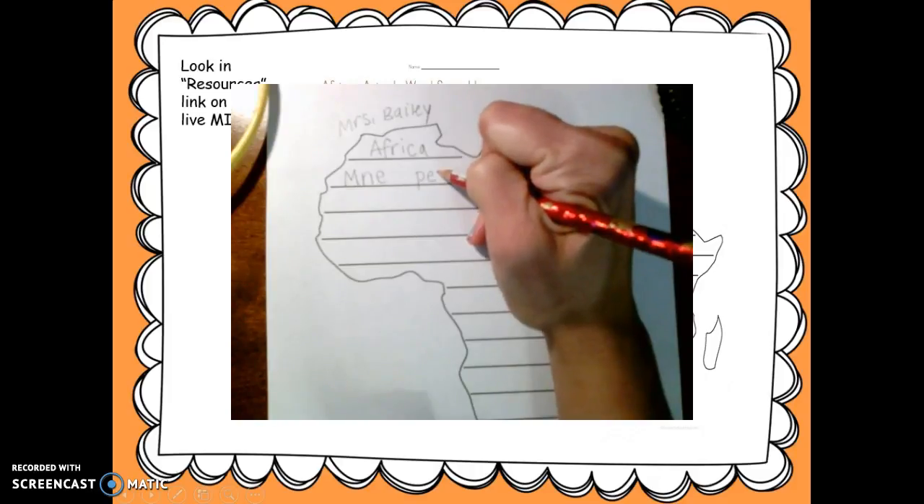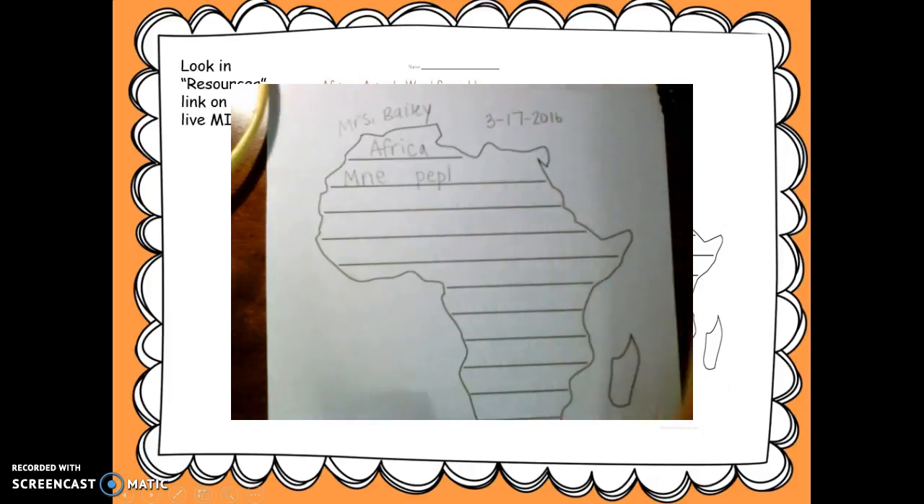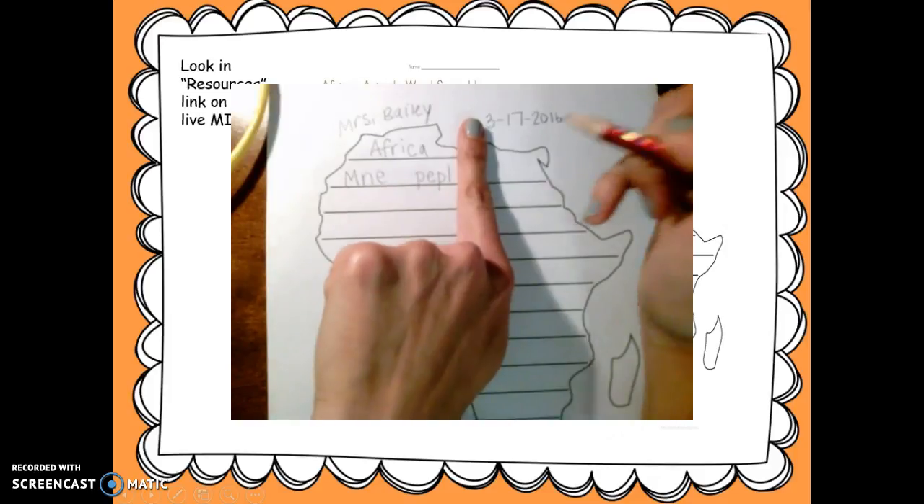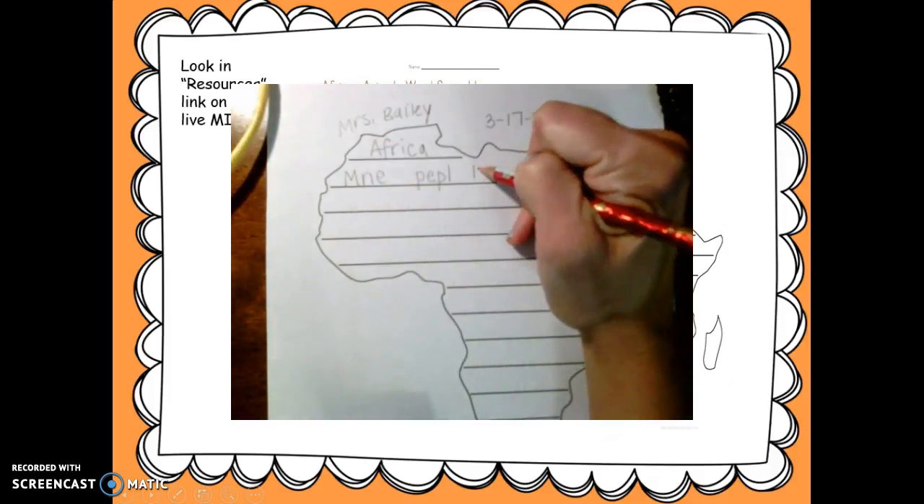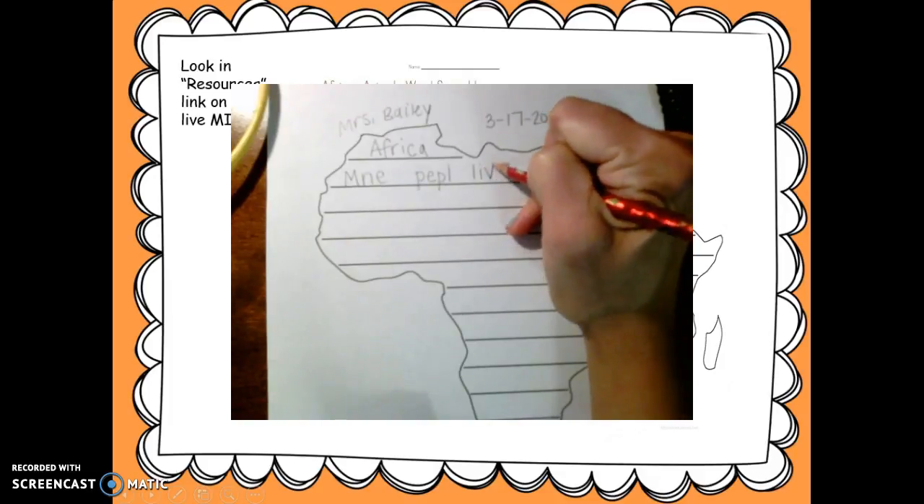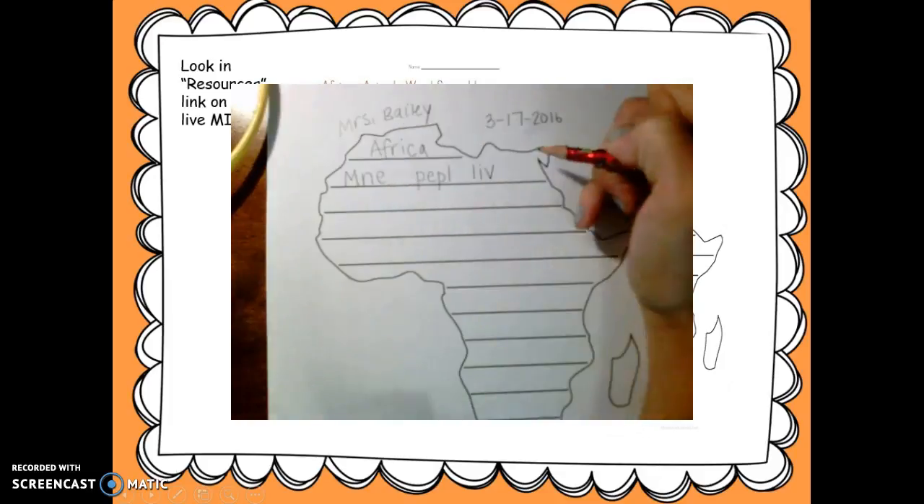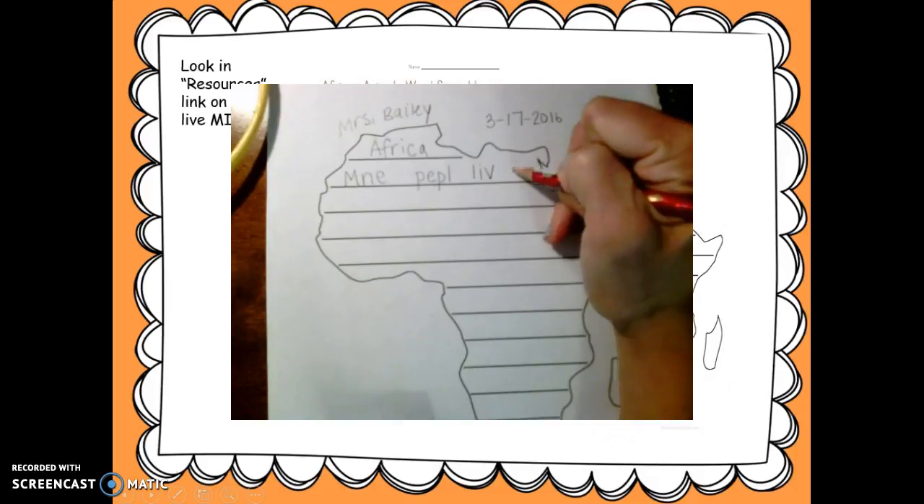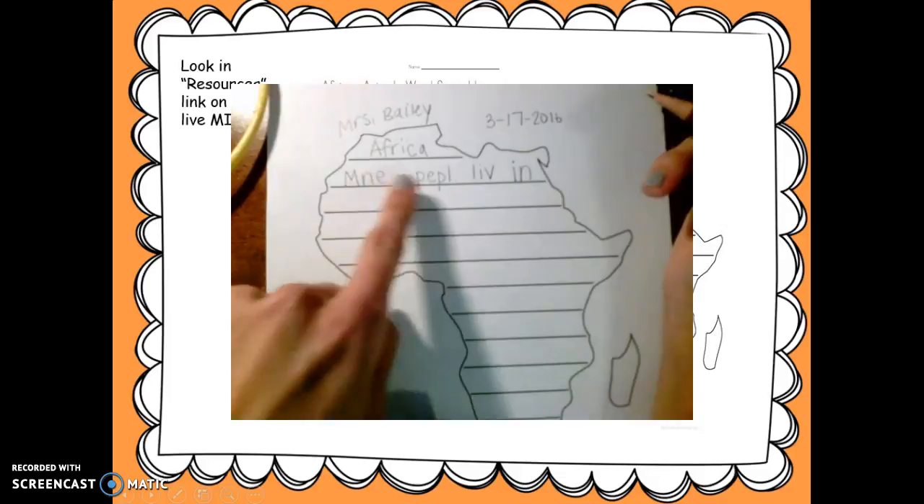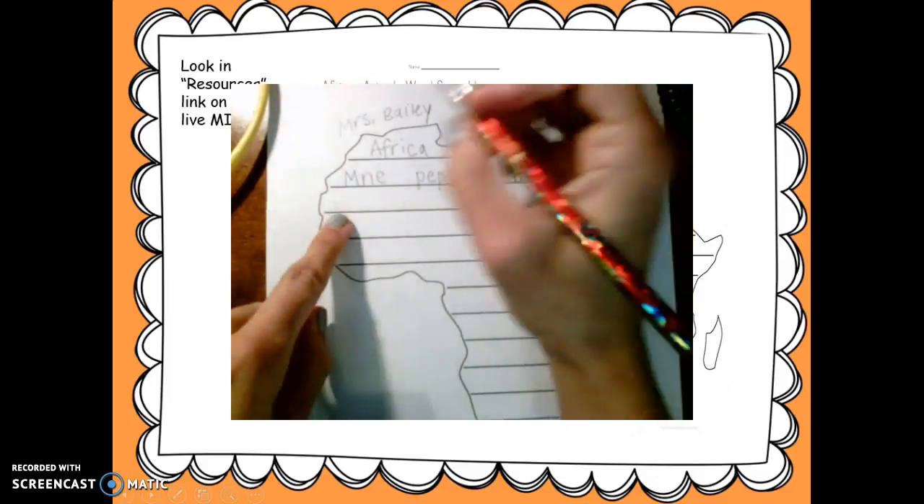Many people live, finger space, in. Ooh, that's a sight word. I know that one. In. You could even copy it off of your word wall. Many people live in Africa.